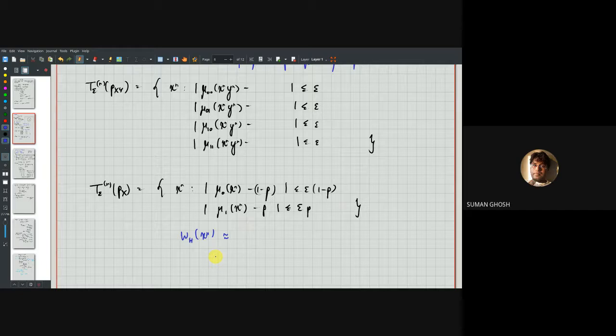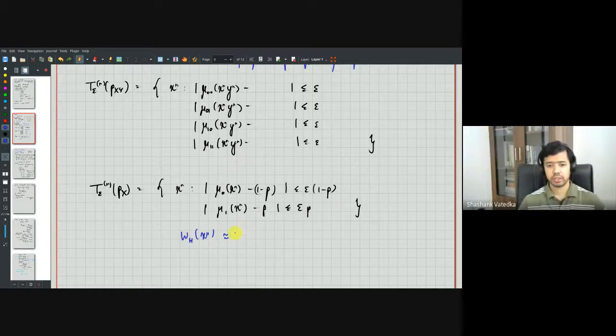So it will be n times p. Correct. So it will be close to n times p. More precisely, this will be between (1 plus epsilon) np and (1 minus epsilon) np. So it's 1 plus or minus epsilon close to n times p.